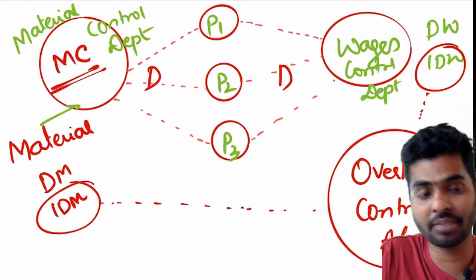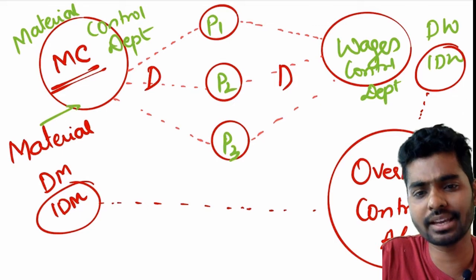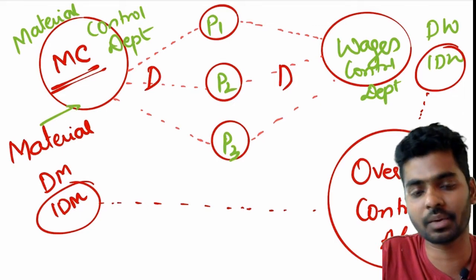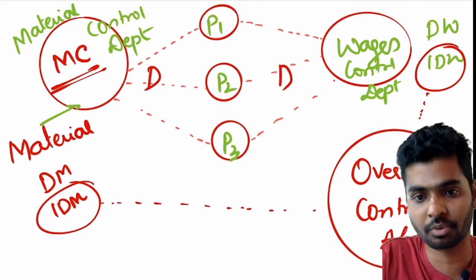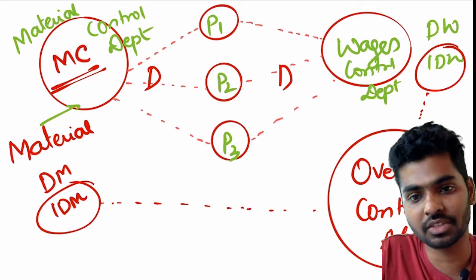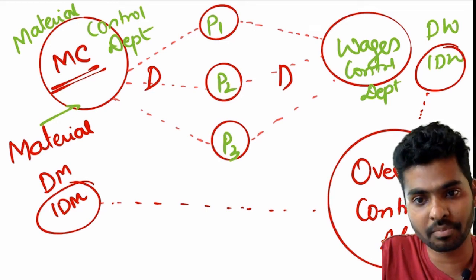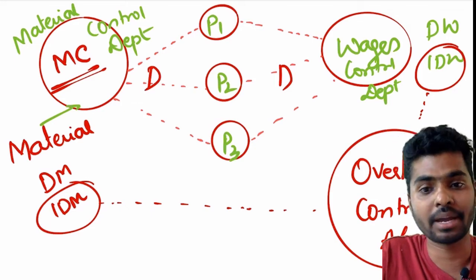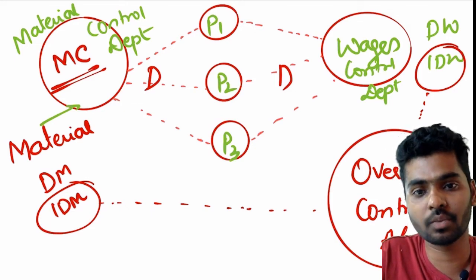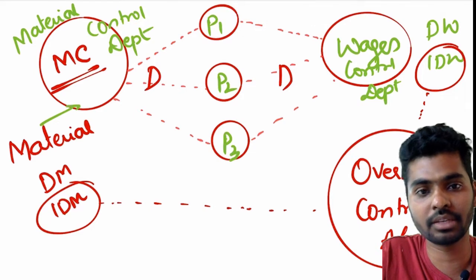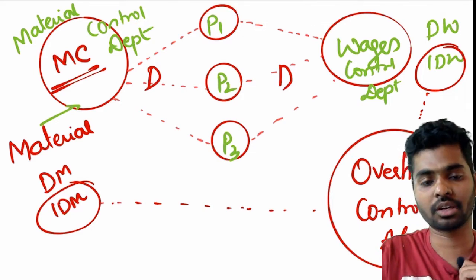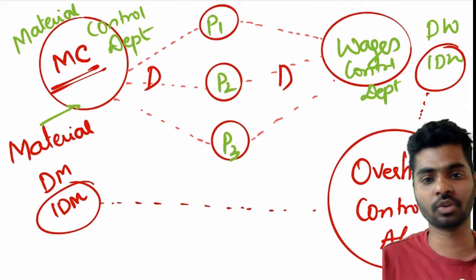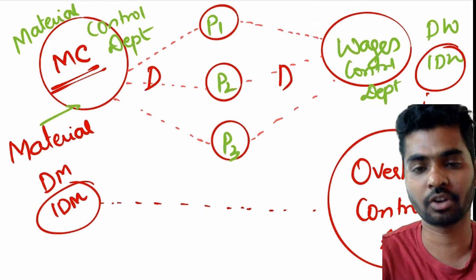Next, when they say, these are the people I require to work on this particular product, I shall be transferring my wages from my wage control department to the respective production department. My indirect wages and indirect material, whatever is left, are going to be kept in the overhead control account. So just once I want you guys to look into this diagram that has been drawn.